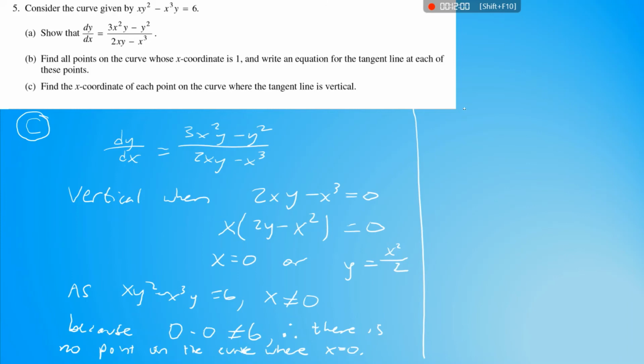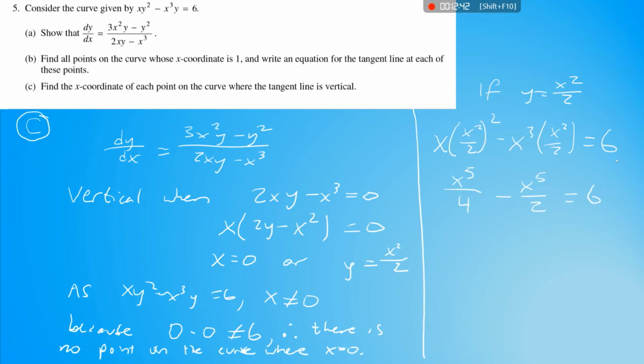So how can I test for the other one? So we plug in the original equation. Okay, so x times x squared over 2 squared minus x cubed times x squared over 2 has to equal 6. Okay, keep going. So x to the 5th power over 4 minus x to the fifth power over 2 is equal to 6.